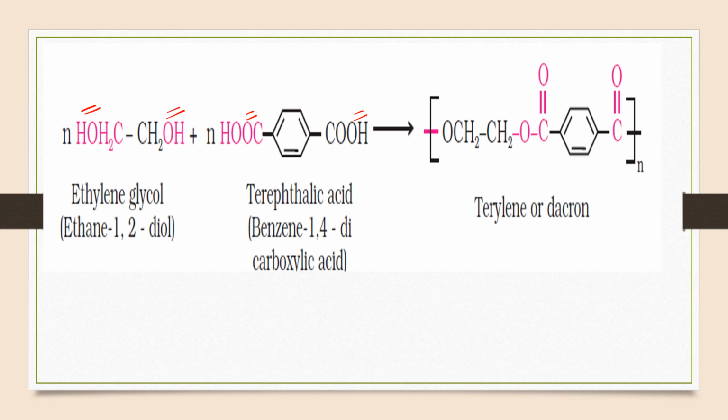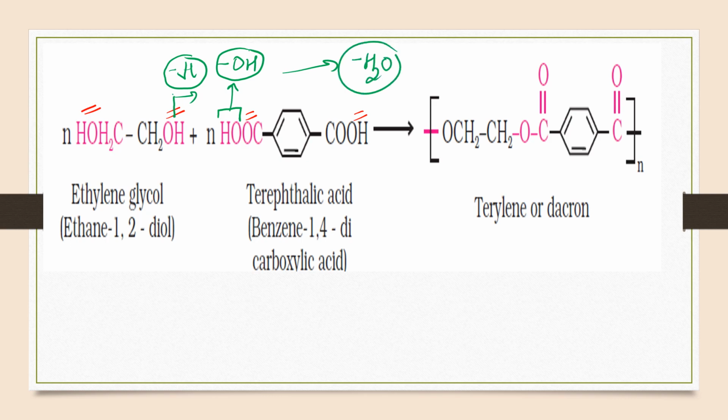So what happens is when these two monomers react together under some conditions of temperature and pressure, this alcohol molecule removes one hydrogen and the acid molecule removes the hydroxyl group, OH group. And when this H and this OH combine, it results in the formation of a water molecule and leads to the formation of terylene or dacron.